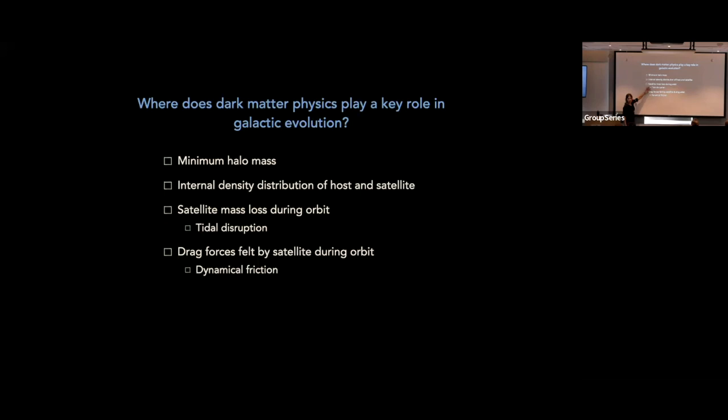We know that there's tidal disruption happening, so mass loss through that mechanism, and also drag forces that are felt by the satellite during the orbit. In this particular case, it's going to be dynamical friction. So keep this in the back of your mind. We're going to be coming back to this list a few more times over the course of the talk.